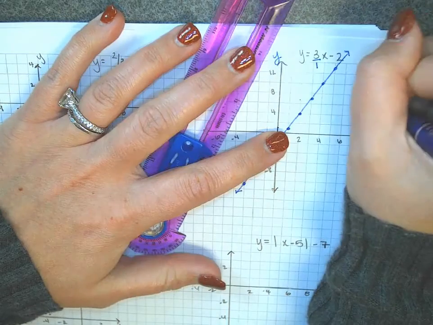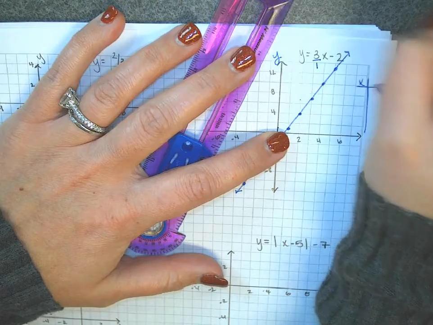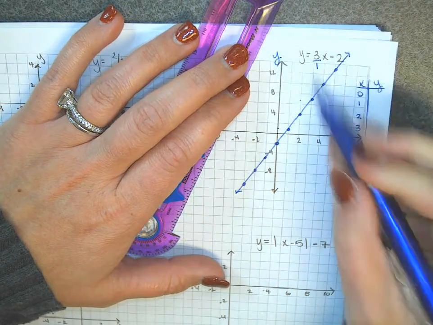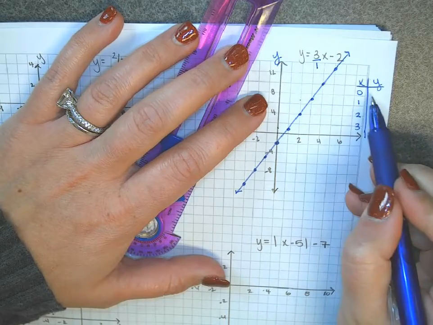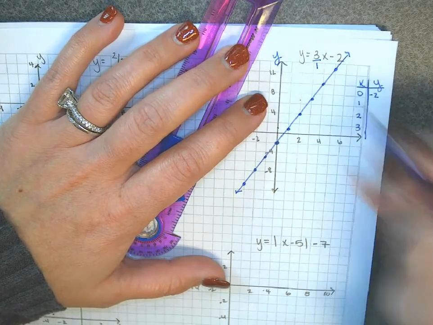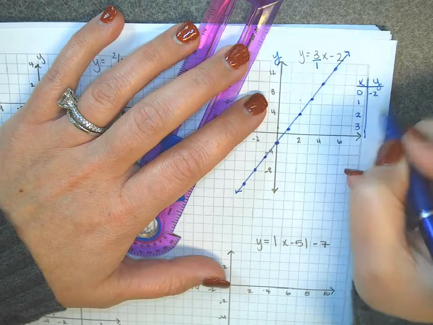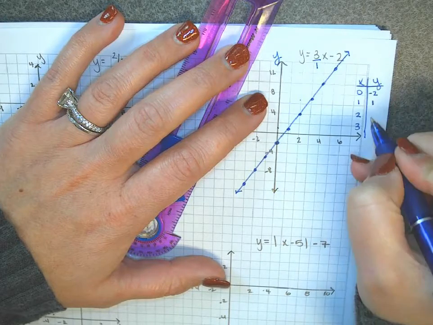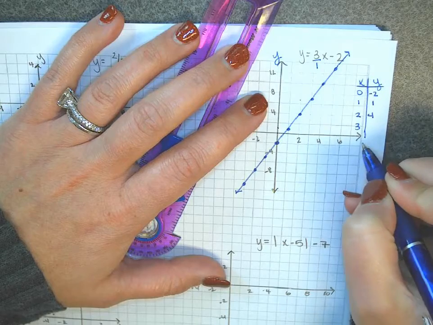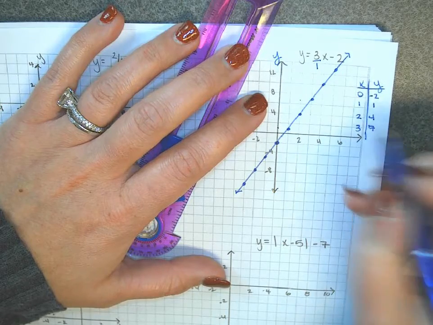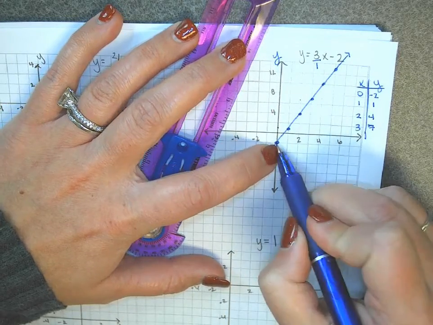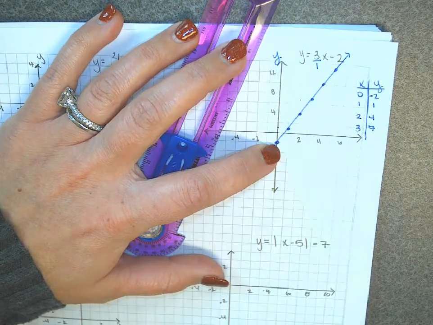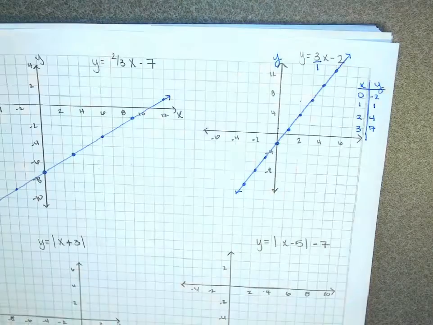If you weren't sure how to do that, you could always resort back to making a table. If you're unsure, plug in 0, plug in 1, plug in 2, plug in 3. Once you plug in those values, 3 times 0 is 0, 0 minus 2 is -2. 3 times 1 is 3. 3 minus 2 is 1. 3 times 2 is 6. 6 minus 2 is 4. And then you have points to actually plot. So 0, -2; 1, 1; 2, 4; 3, 7. And make sure that your coordinate points are plotted accurately.